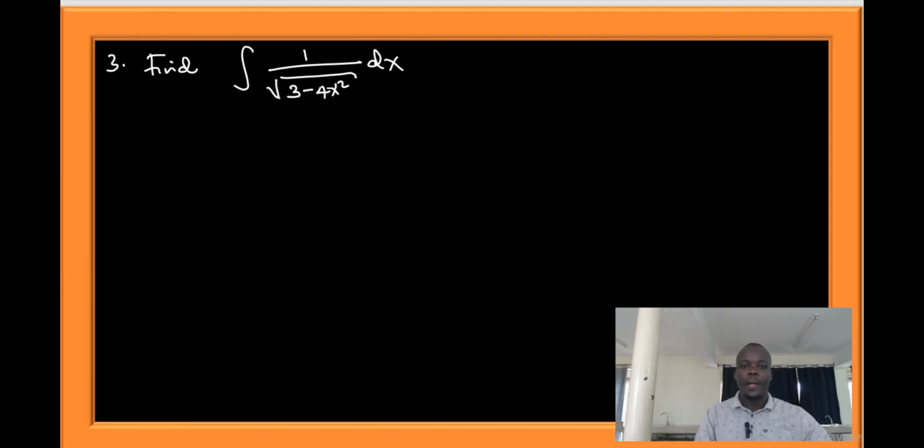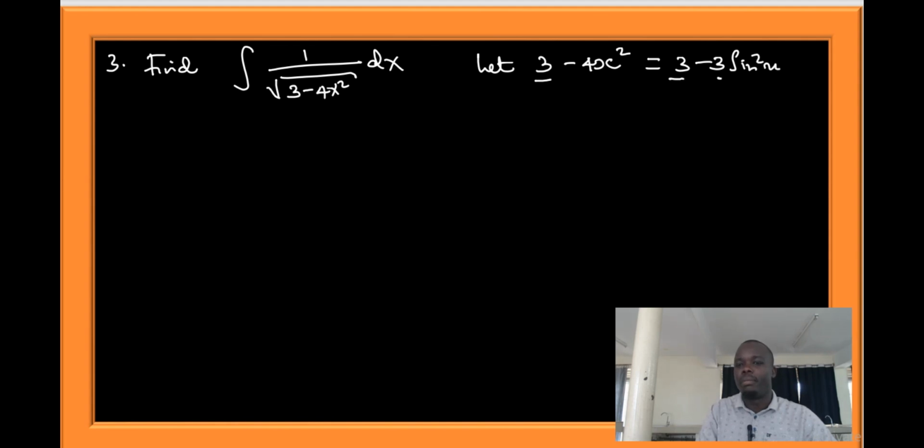Okay, there we are. That is our example number 3. It says find the integral of 1 out of square root of 3 minus 4x squared with respect to x. What do we do in this case? Quickly, without wasting a lot of time, I will say let 3 minus 4x squared, the whole of it, be the same as 3 minus 3 sine squared of u. The trick is to maintain this constant as you see it here.